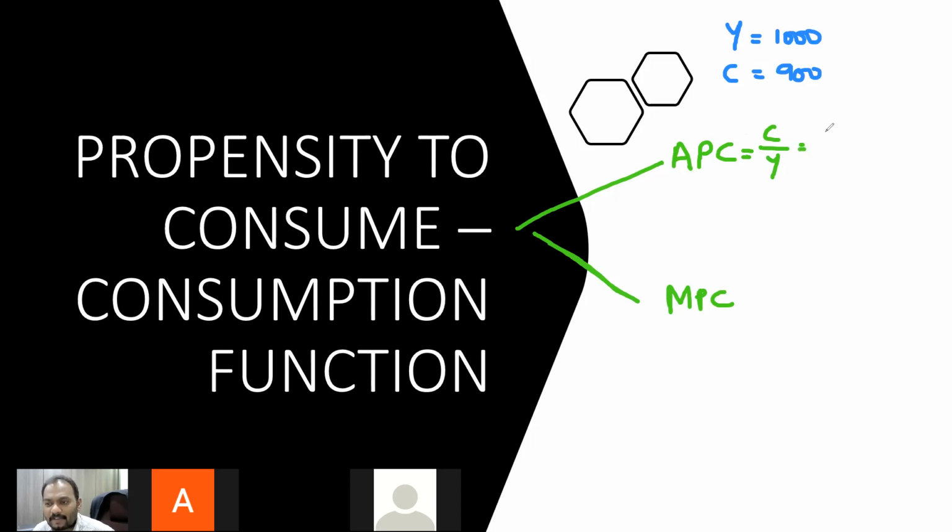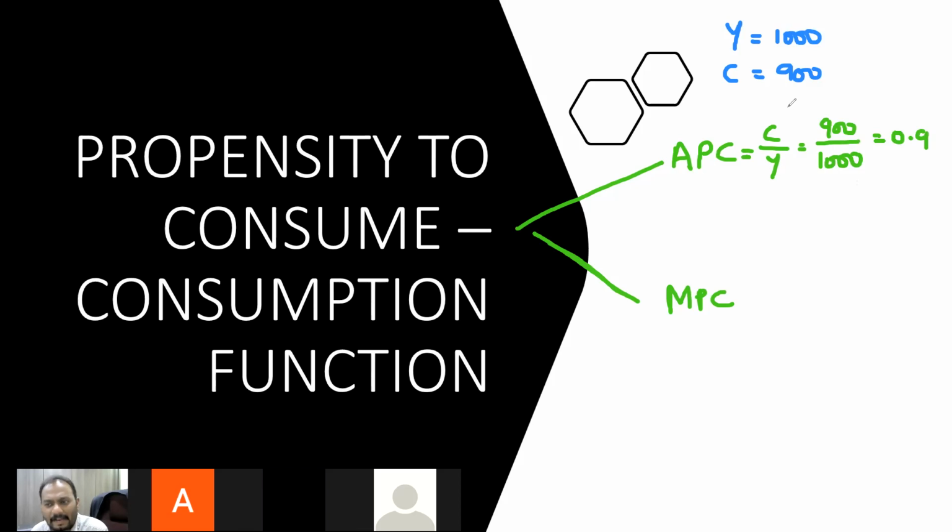So if I have to apply the formula, how much is the consumption? 900. How much is the income? 1000. So if you divide 900 upon 1000, what will be the answer that you'll be getting? 0.9.